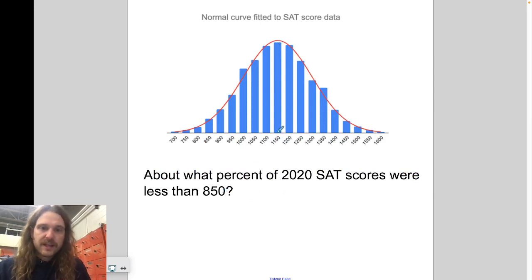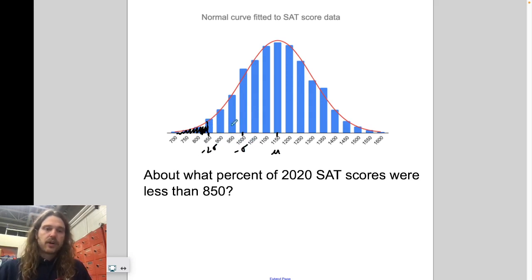So here's my mean, here's mu. Where's 850? 850 is down here. So now I have to sit and say, all right, how many standard deviations from the mean is 850? Well, I know that one standard deviation is 150, so I go one standard deviation down, then a second standard deviation down. What percent, approximately, of 2020 SAT scores were less than 850? All we have to do is get the area under the curve, but that should be easy enough, because this is minus 1 standard deviation, minus 2 standard deviations.